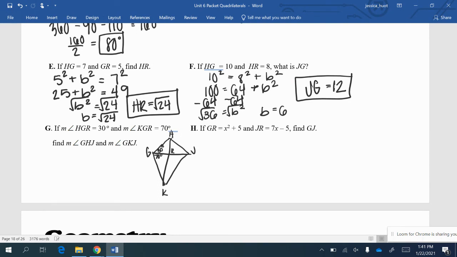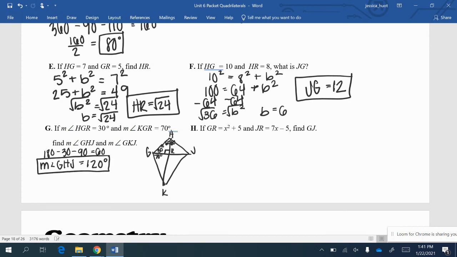Okay. So here I know that this is a 90-degree angle, so let's figure out what that is. Looking at a triangle here, so 180 minus 30 minus that 90 would give us 60. So this is 60 right here. That means this angle is 60. So the measure of angle GHJ, 60 plus 60 is 120.